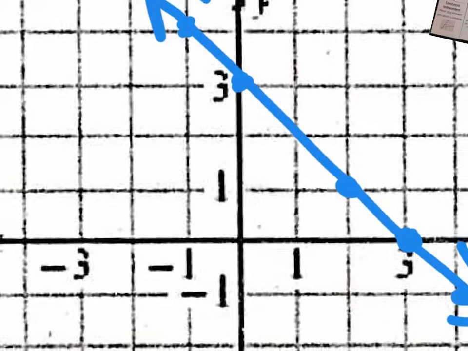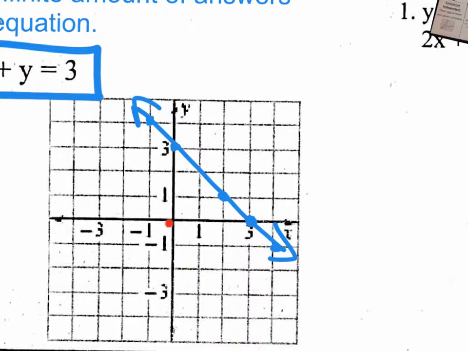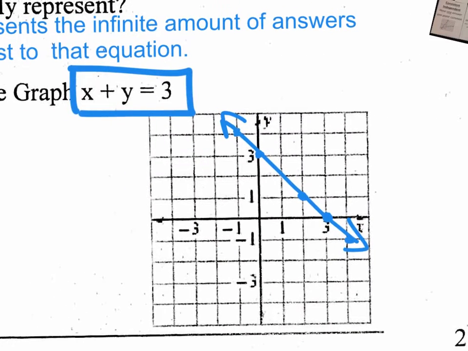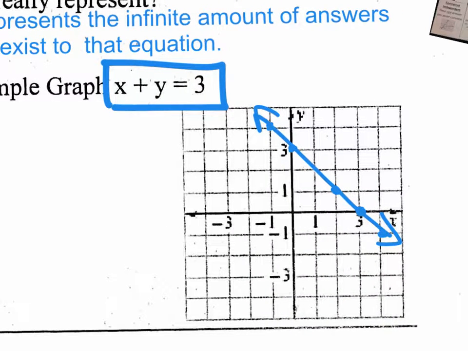Even if you were to think of the coordinate 100 and negative 97, you'd go out 100 way over here, and then you'd go down to negative 97. Guess what? It's going to line up perfectly on that line. So why do we graph lines? Because they represent every single solution that exists to an equation. Are you with me? Okay, it's time to move on to the next section.